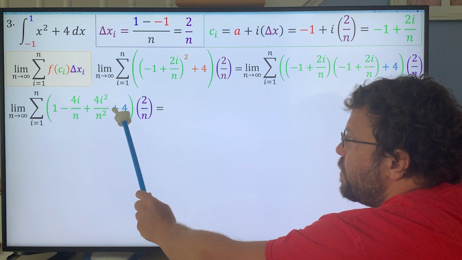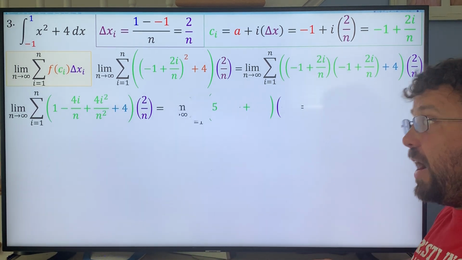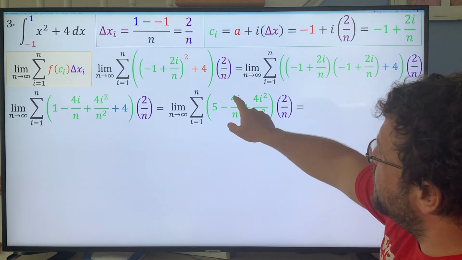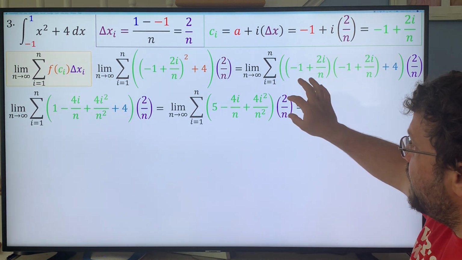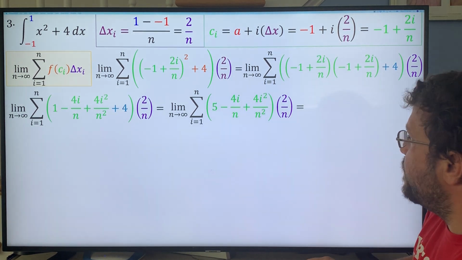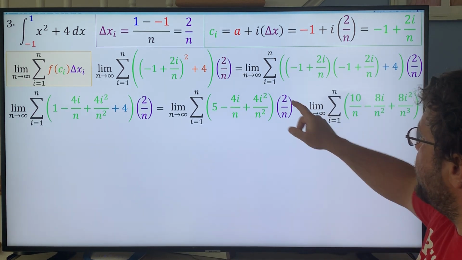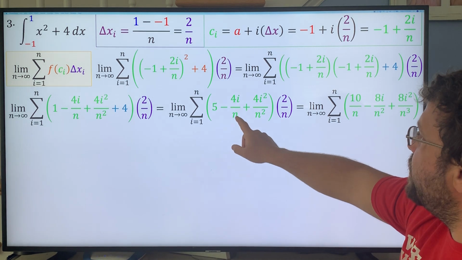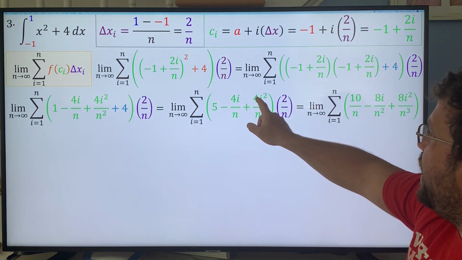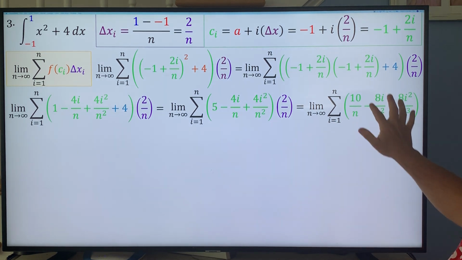1 plus 4 is 5. So it's 5 minus that plus that times 2 over n. Here's the key. See this 2 over n? You're going to distribute it in there. So you get 10 over n. 5 times 2 is 10 divided by n, minus 8i over n squared, plus 8i squared over n cubed.